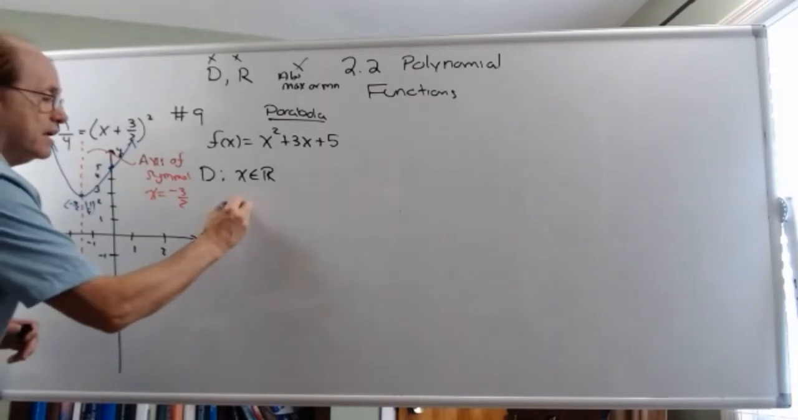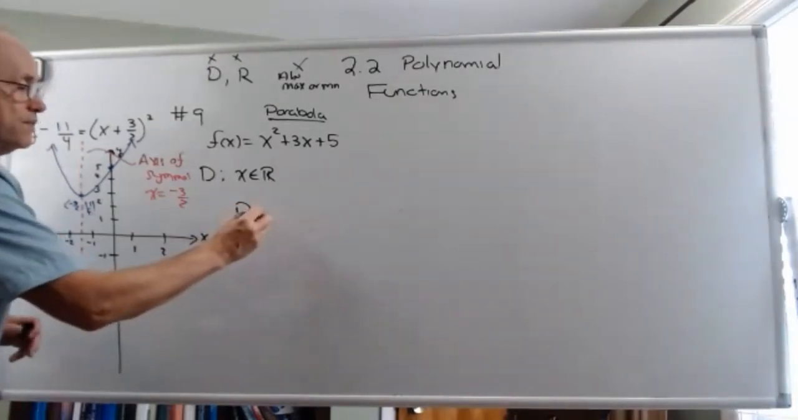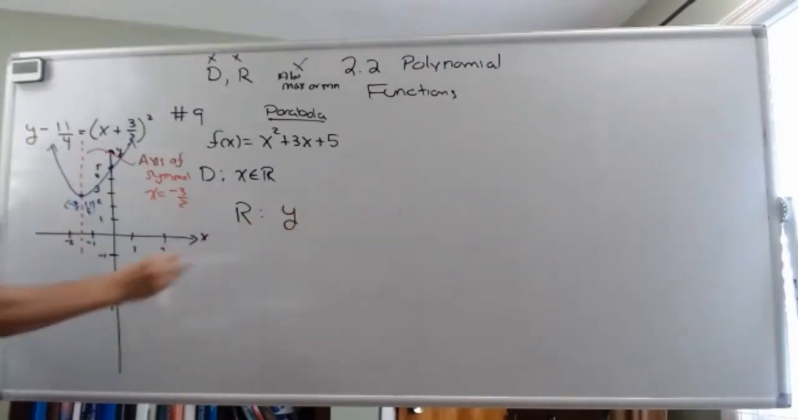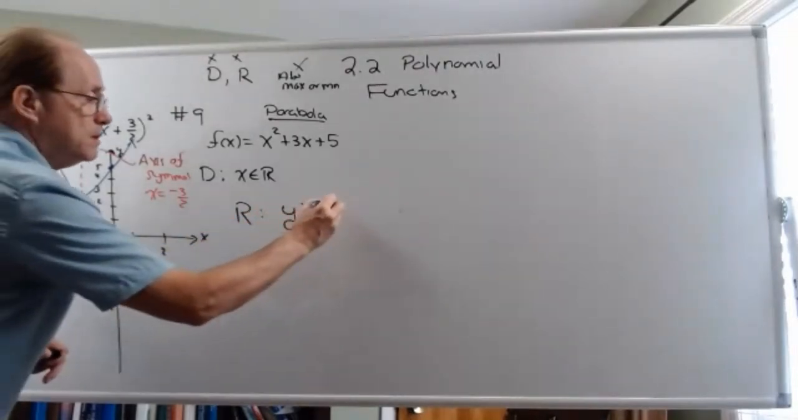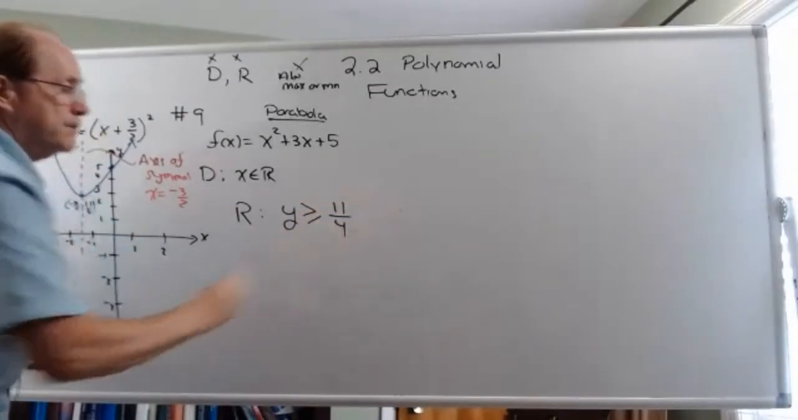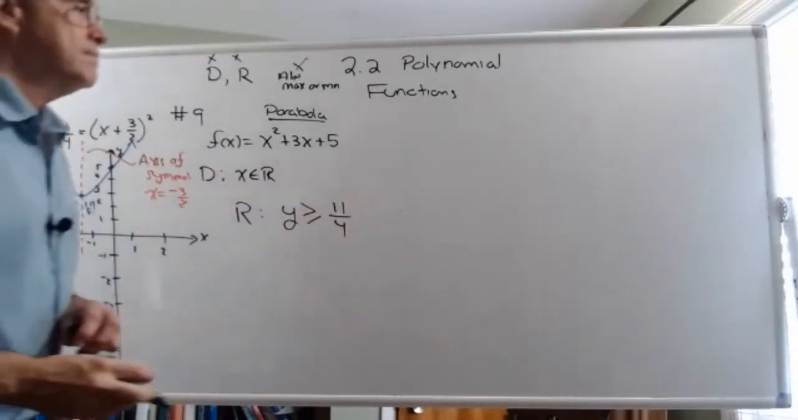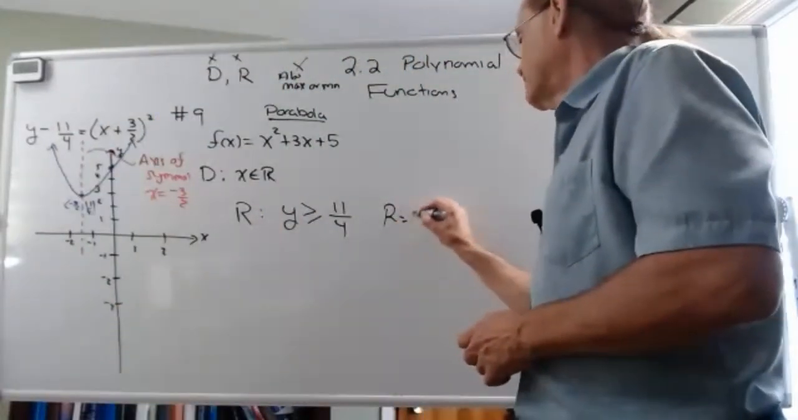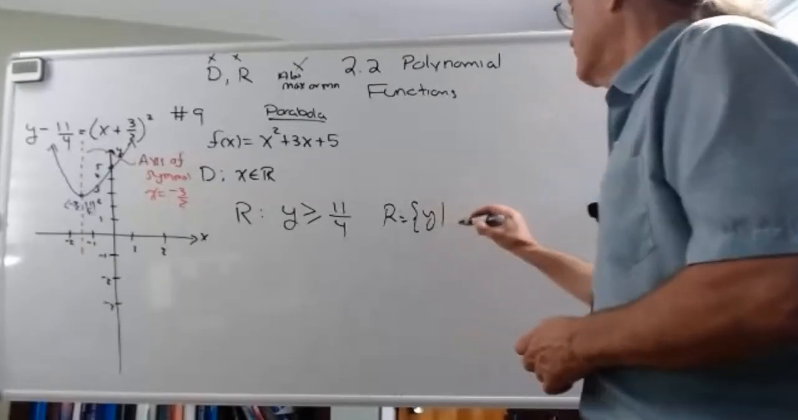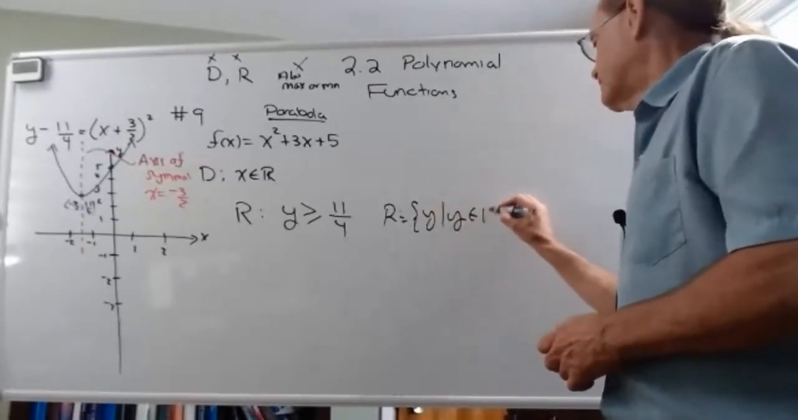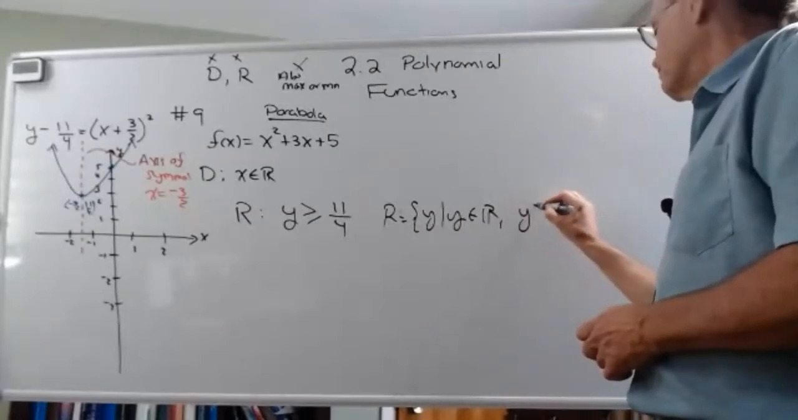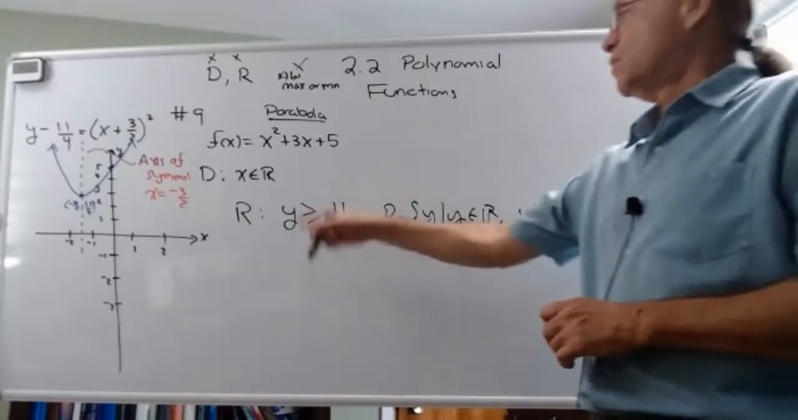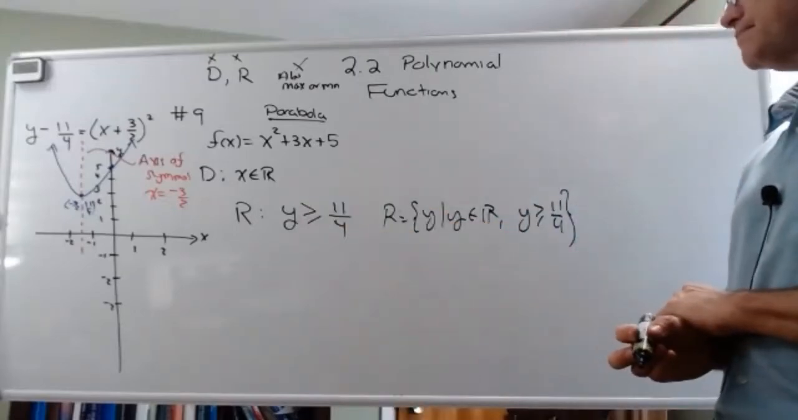But the range over here we can see. The range is the set of all elements y that are greater than or equal to 11/4. And you can write that in more sophisticated notation if you wanted to. The range is the set of y such that, to be very specific, y is a real number and y is greater than or equal to 11/4. Or I can be a little more informal mathematically.